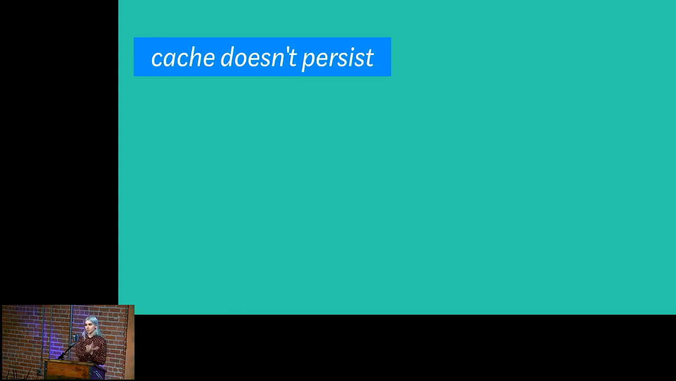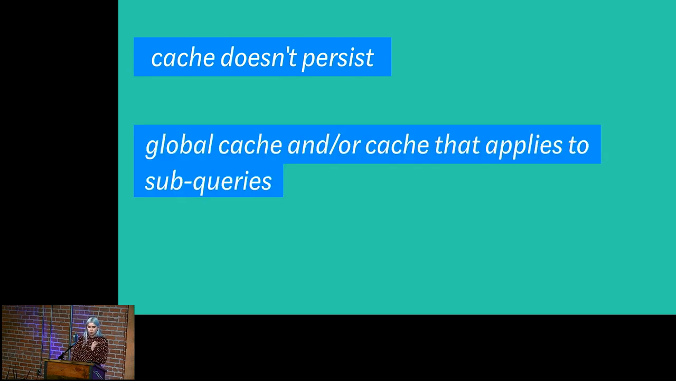What's cool is this cache is a cache that doesn't persist between GraphQL query requests. So if you make one GraphQL query for a post and an author, and then you cache some information related to that, the next query you get is not going to have that same data in there. So it's not a persisted cache. It's just in a thread or a process. So that's cool. And then also, you can have a global or a subquery cache. So it'll apply to subqueries.